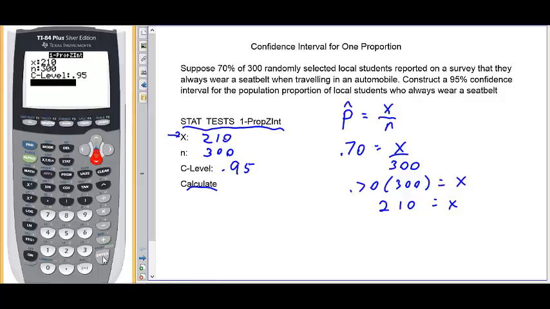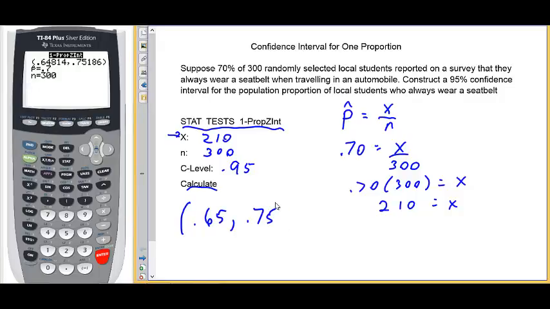So we simply go to calculate, press enter, and here is our confidence interval, roughly about 0.65 up to 0.75. So I'm 95% confident that the population proportion of local students who always wear a seatbelt is roughly between 0.65 and 0.75. Hope this was helpful. This concludes this video.